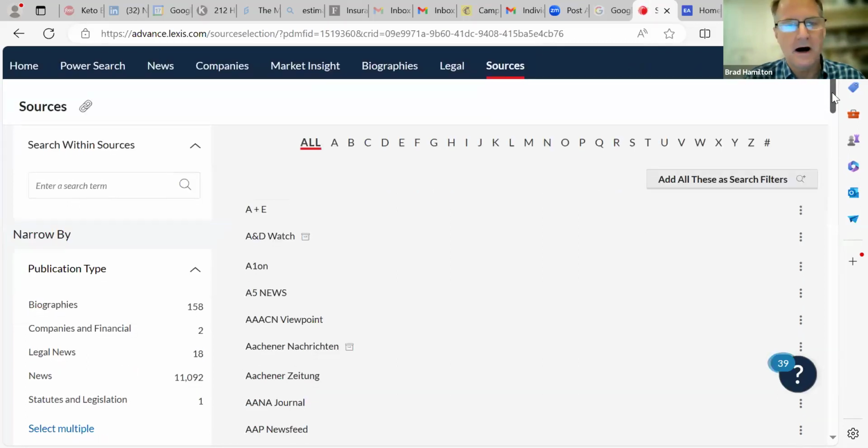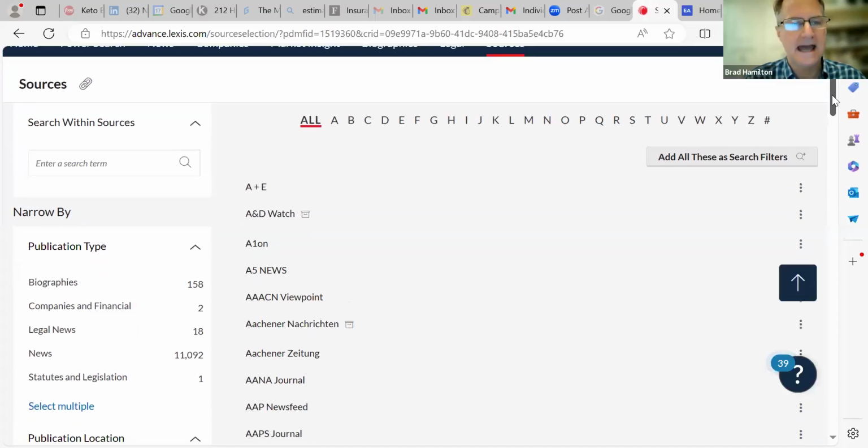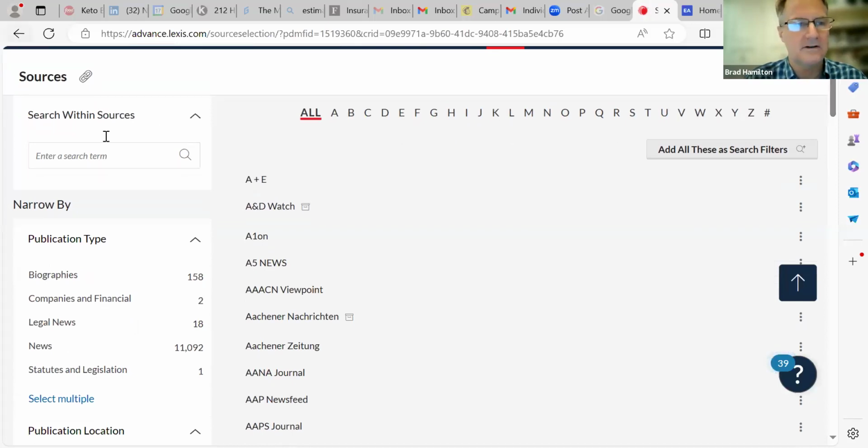Like I said, most of these publications you have never heard of before, okay? And you can see how many there are. If you look over here, sources, narrow by, and you'll see this is the roster here. One thing that looks pretty good here is biographies, 158. That is not 158 biographies of people. That is 158 publishers of biographies. Who knew there were that many? But there's a robust array of published biographies that you can look into. And then there's a handful of other stuff.